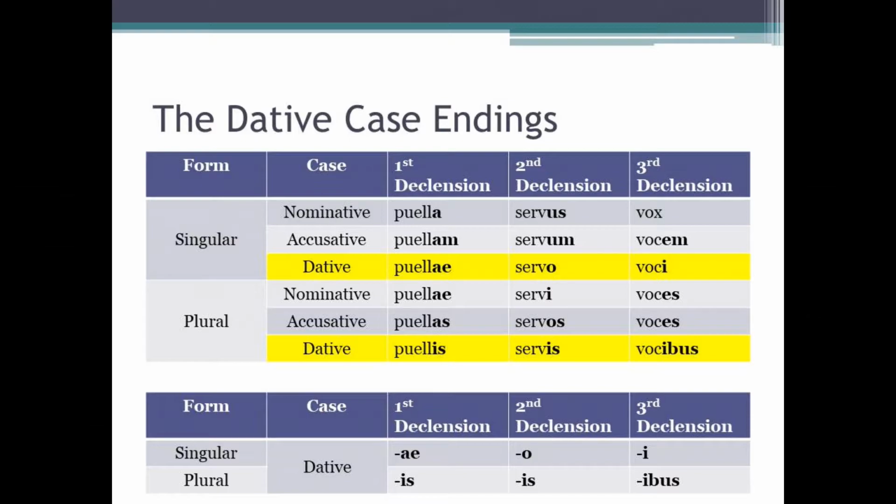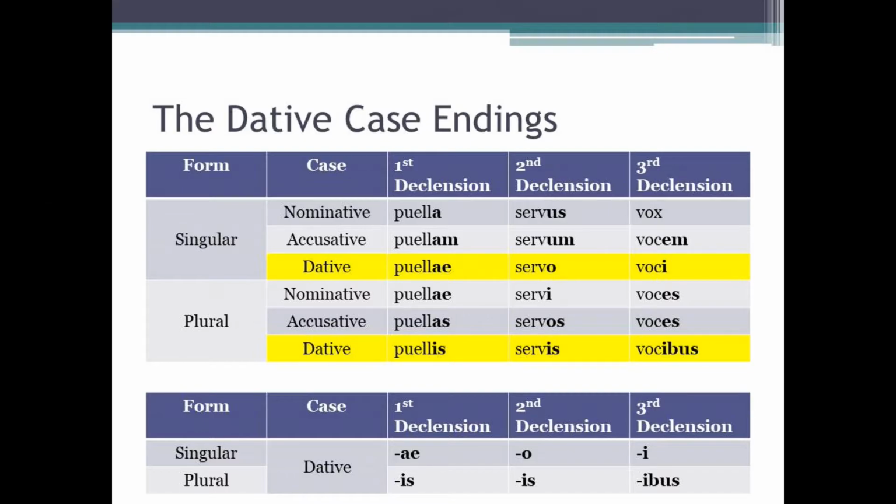So in the first declension, the dative singular is puellae, and the dative plural is puellis. In the second declension, the noun servus is servo in the dative singular, and servis in the dative plural. And in the third declension, voci is dative singular, and vocibus is the dative plural. There's a summary table of those endings also on this slide.